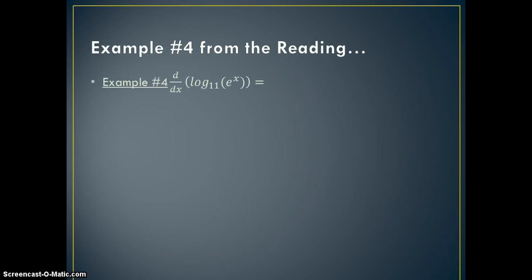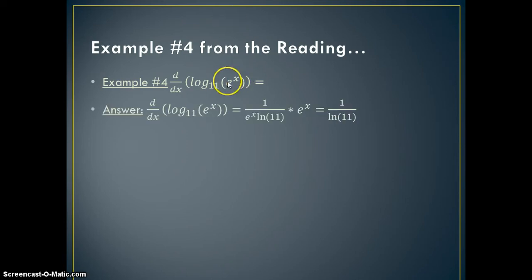Another example. Let's say we want to find the derivative of log base 11 of e to the x. Again, the formula is 1 over the inside function, which is e to the x, times the natural log of the base. So in the case of a logarithm, the natural log will go in the denominator. In the case of an exponential, that natural log stayed in the numerator.